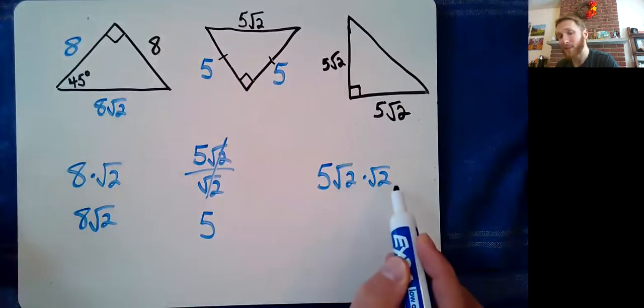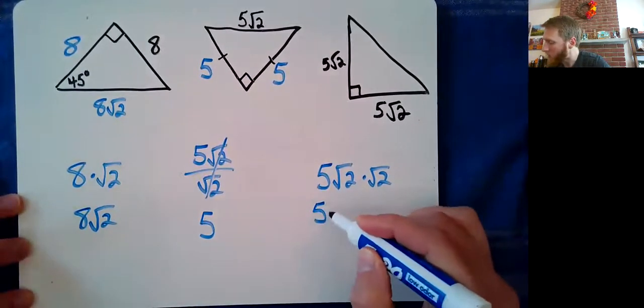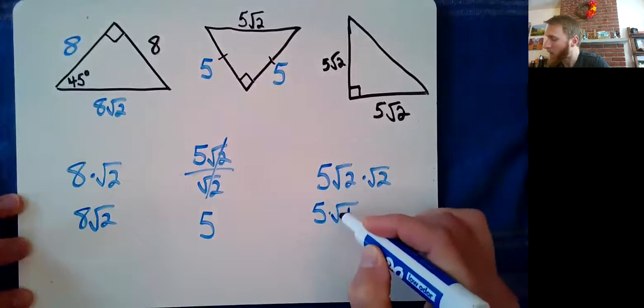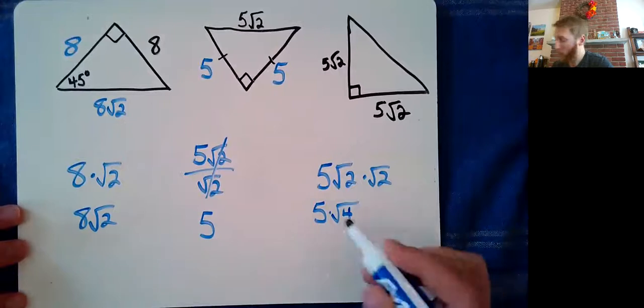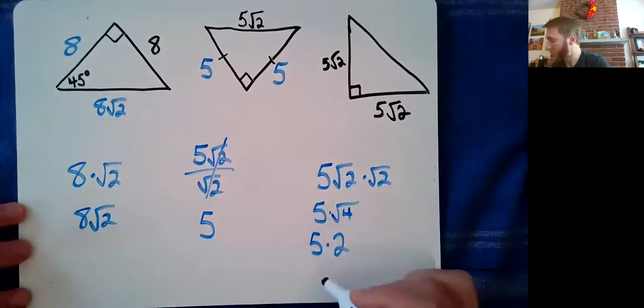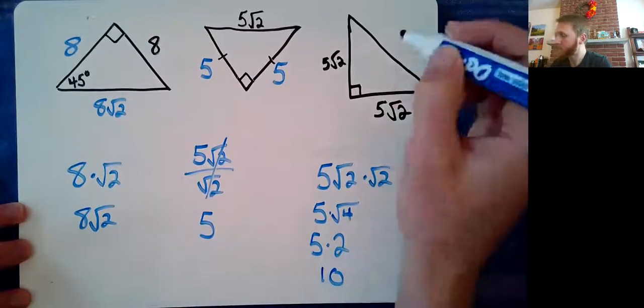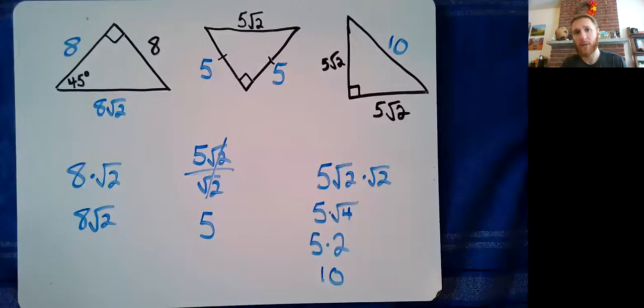Multiplying the radicands together, I would get 5 times the square root of 4, because 2 times 2 is 4. Square root of 4 is 2, so 5 times 2 is 10. And that's your hypotenuse. That's how you use the 45, 45, 90 to solve right triangles.